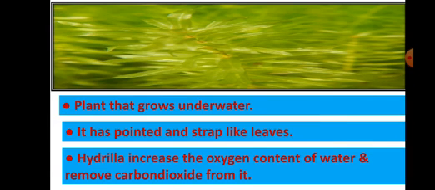So in this way, one by one, we will learn. You have to learn also. And this is the Hydrilla, an underwater plant. Features: a plant that grows underwater. It has pointed and strap-like leaves. Third, Hydrilla increases the oxygen content of water and removes carbon dioxide from it, and that's why we generally keep it in a fish pot aquarium. So all these points you have to note down in your mind.